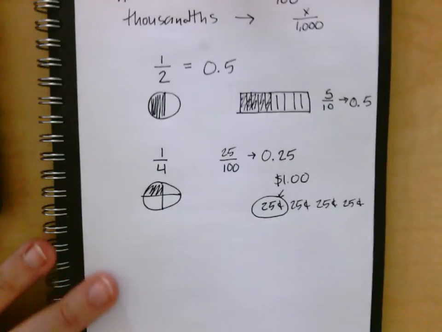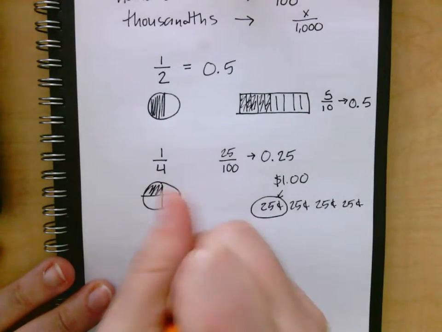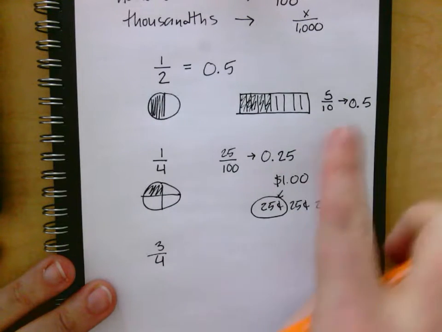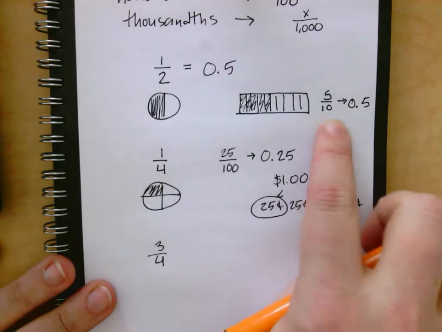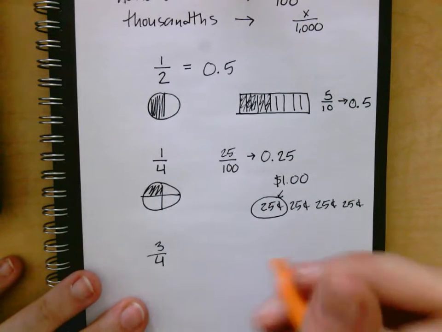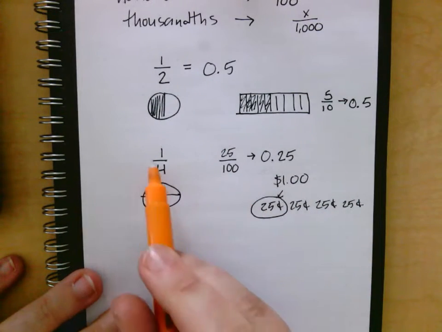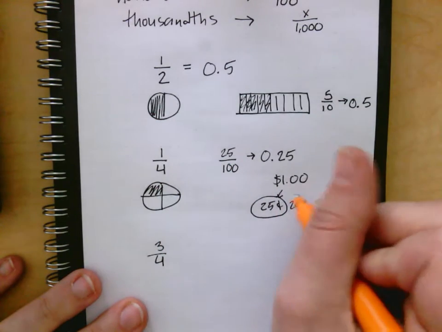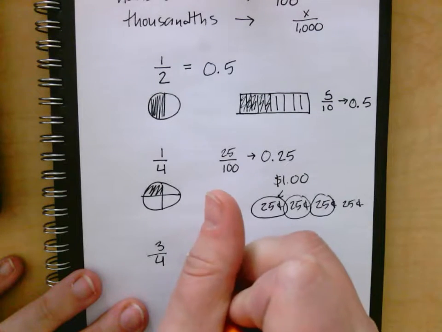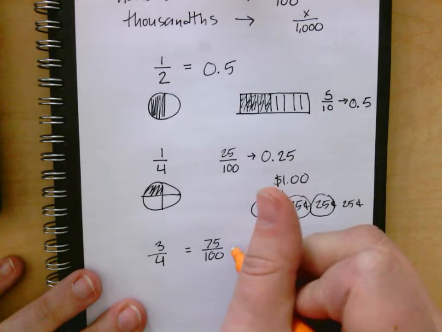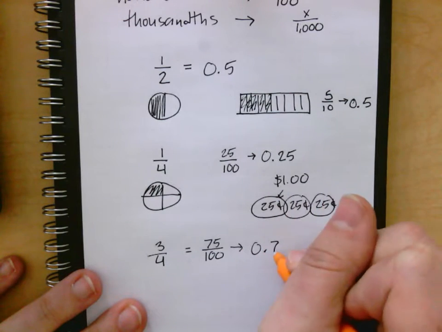The last one would be 3/4. And just like we did with here, we kind of want to think about money, because fourths don't really equal, or we can't easily get them to equal tenths. So we're going to look at our hundredths, and we already know that 1/4 is 25 hundredths. So 3 of those fourths would be 75 hundredths, and then turn that into a decimal, 0 and 75 hundredths.